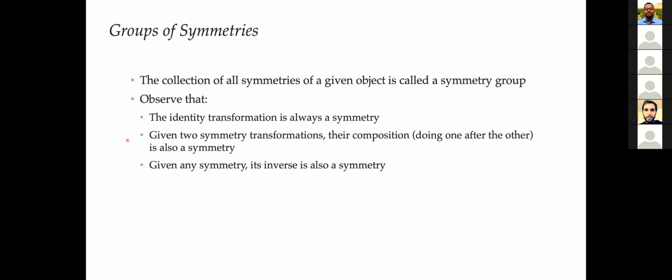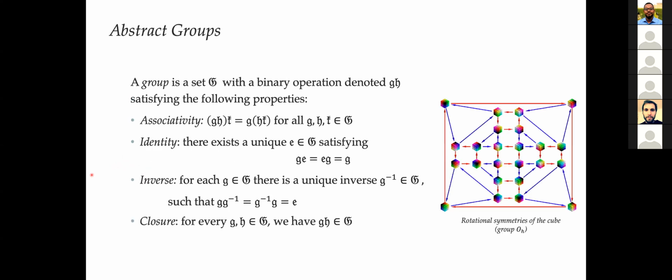So it's also in the set of all symmetries of the object. And finally, given any symmetry, its inverse is also a symmetry. If we have as object our grid, if we shift it one way and then shift it back, clearly both of those are symmetries.